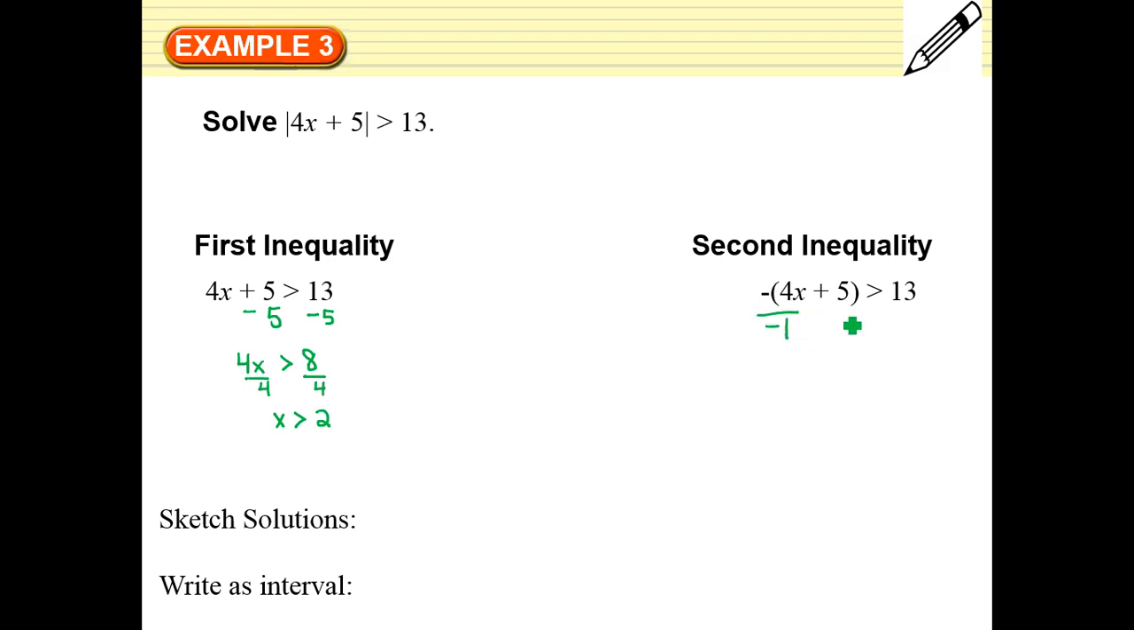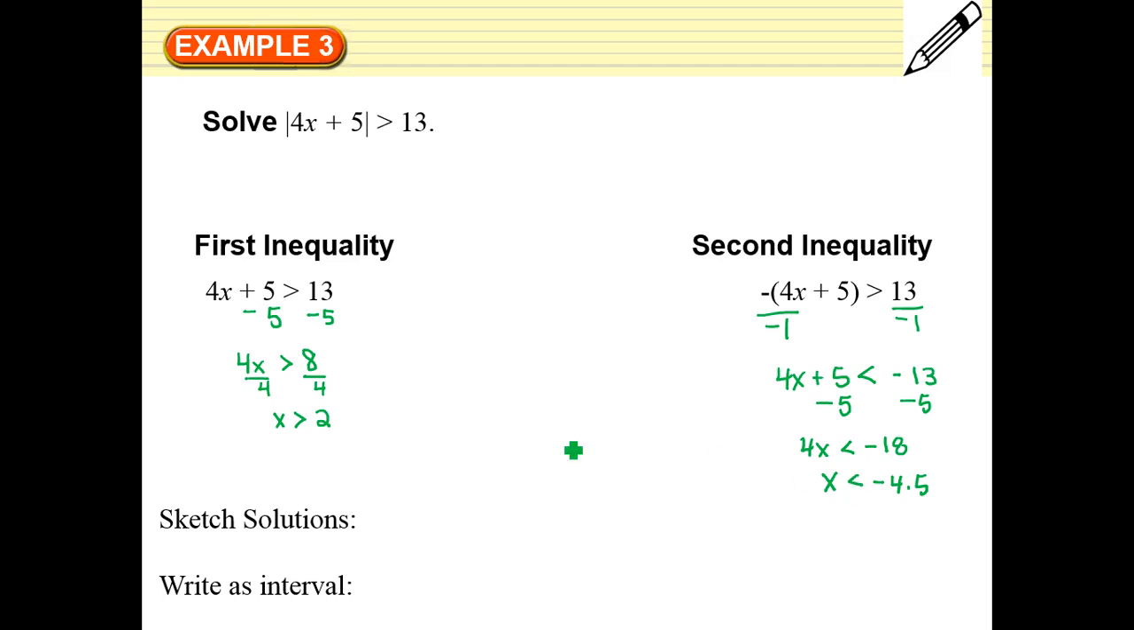I'm going to go ahead and divide by that -1. Oh, when we solve inequalities, here's where it's different. If we divide by a negative, you have to flip the inequality sign. So this is actually 4x plus 5, which is less than -13. Now I have to go ahead and solve for x, just like I did before. So I subtract 5, I get 4x is less than -18, and I divide by 4, and I get -4.5.